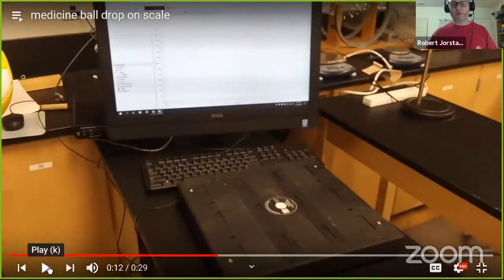Okay, so this is a force versus time plot. Just to be clear, this is time on this axis and this is force up here. Now I need to clear that because the thing's going to move around, but I'm going to drop a ball on here.